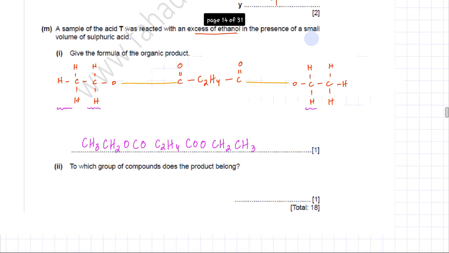And the last part, which is pretty obvious, asks to which group of compounds the product belongs. So it's an ester. It's an ester that we have drawn containing ester links.